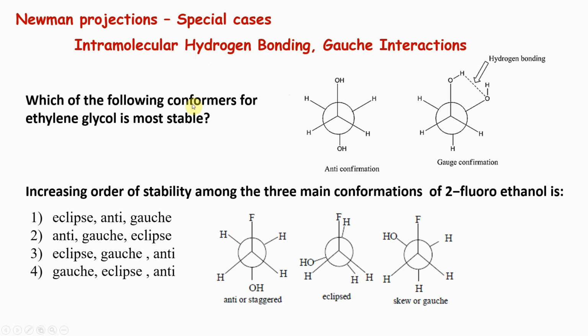There are cases where bulky groups are not opposite to each other. Which of the following conformers for ethylene glycol? Ethylene glycol is extremely important, and you guys have to remember ethylene glycol. This is ethylene glycol.